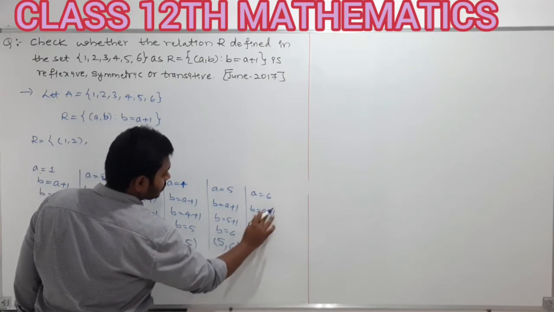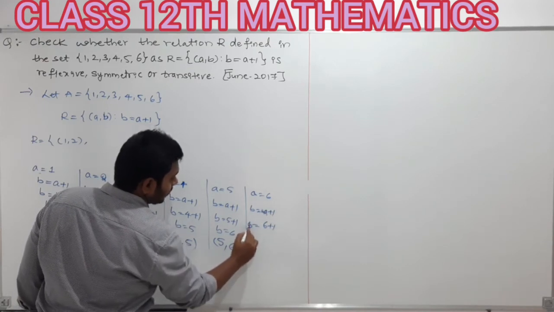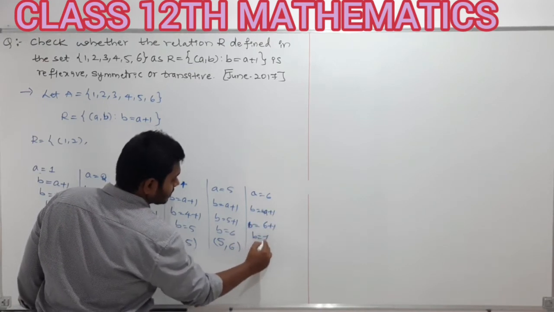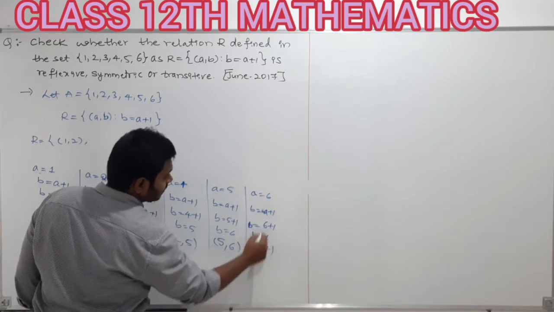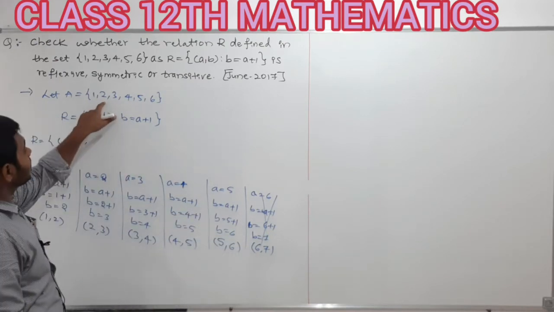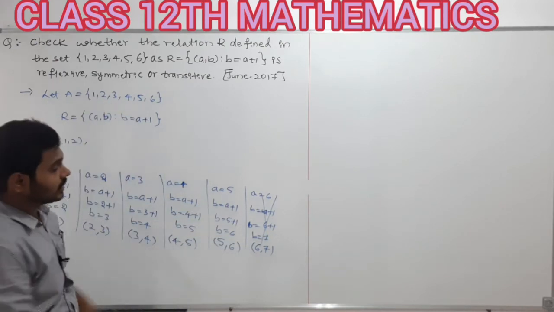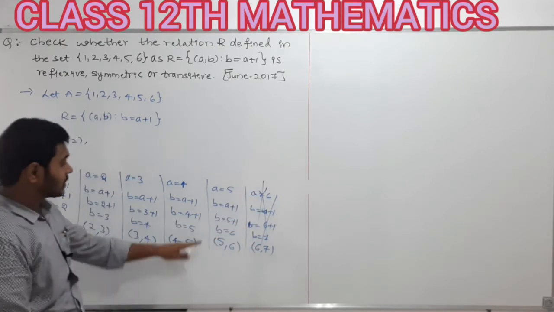then b equals 6 plus 1, so you will get the b value as 7. But if you take a value 6, b value is 7. This is not possible because both your a and b must be values from the set A. 7 is not there, so I can't take this ordered pair. So delete it, scratch it. Take only this much.